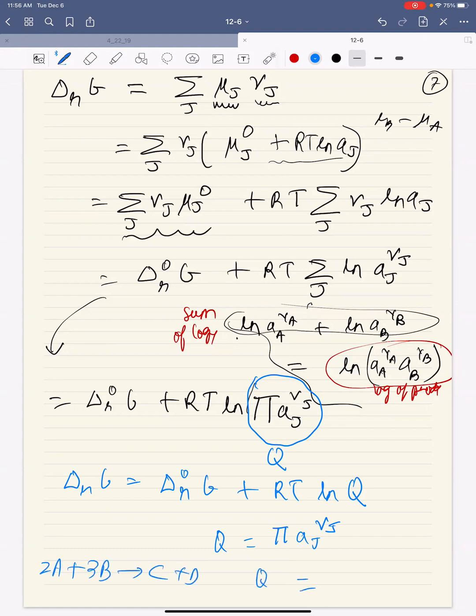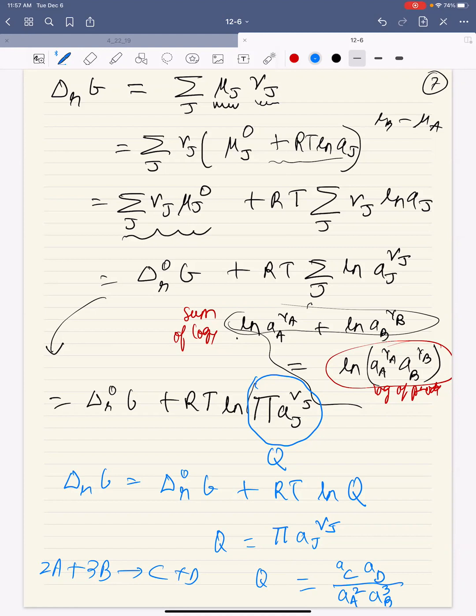So let's try to write down Q for 2A plus 3B going to C plus D. What will be Q here? AC to the power 1, AD to the power 1, A capital A to the power minus 2, right? So that will go in the denominator, AA squared, AB cubed. Okay, that's our reaction coefficient.